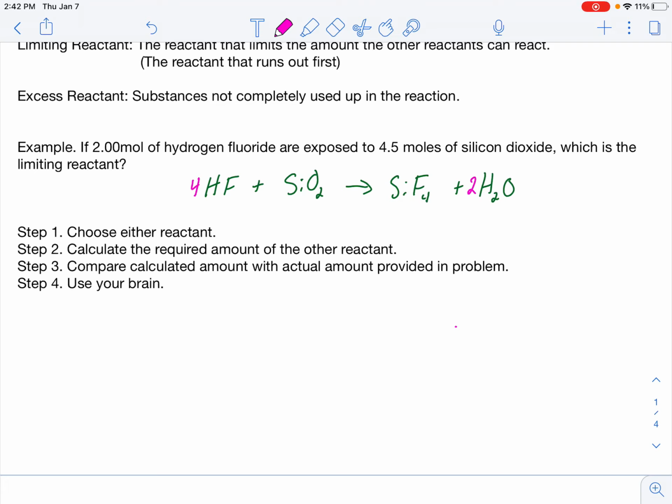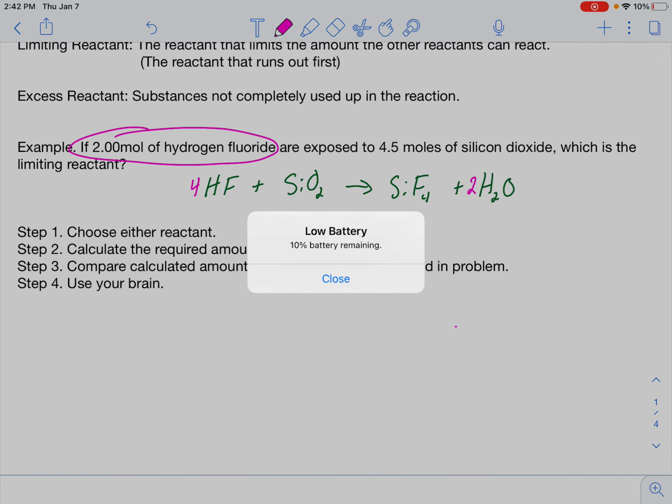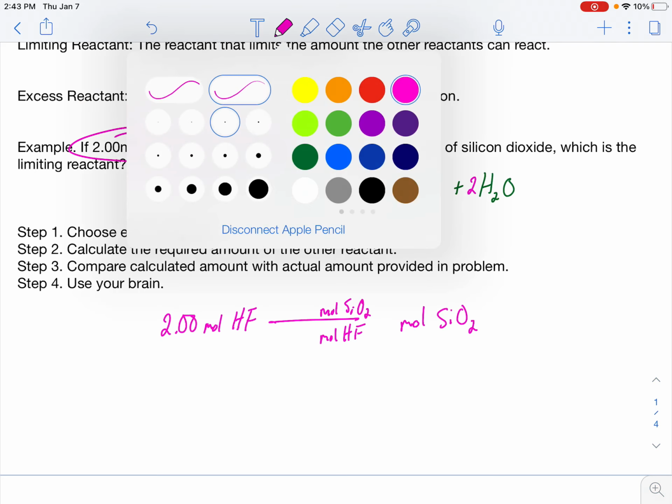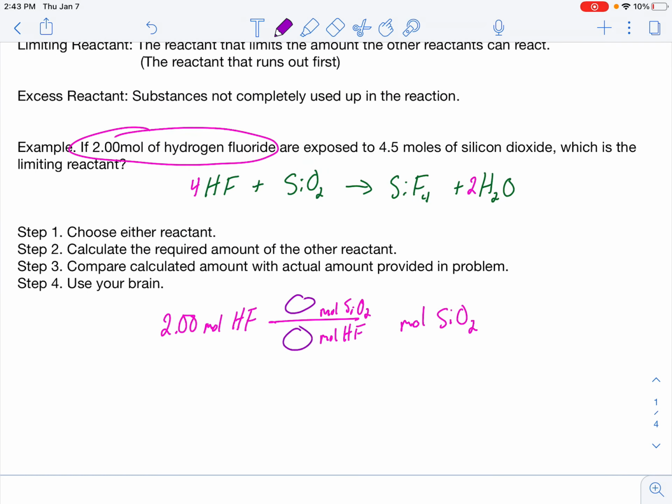Right, that's the thing we're going to start with. We're going to calculate the amount of the other reactant that's required. So I'm going to start with what's given to me in the problem: my 2 moles of hydrofluoric acid, or just called hydrogen fluoride. So 2.00 moles HF. I need to calculate how many moles of my other reactant are required to react when those 2 moles react. So I'm going to work towards silicon dioxide, meaning moles of HF are on bottom, moles of SiO2 up on top. And then we look to our balanced equation to figure out what values go here and here.